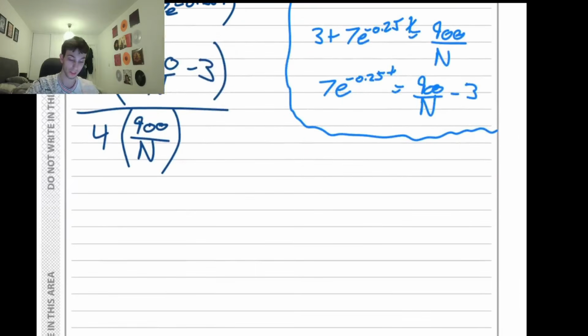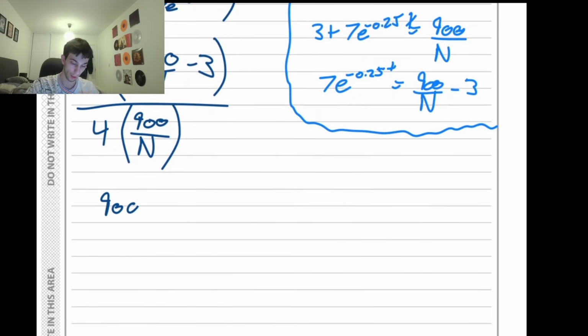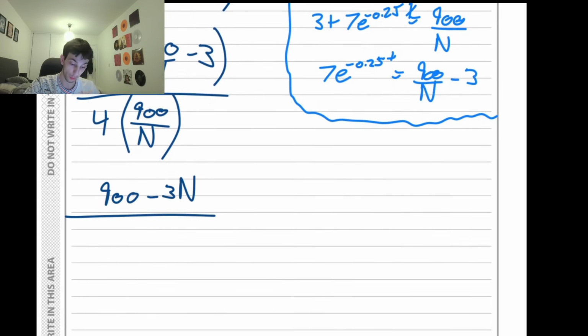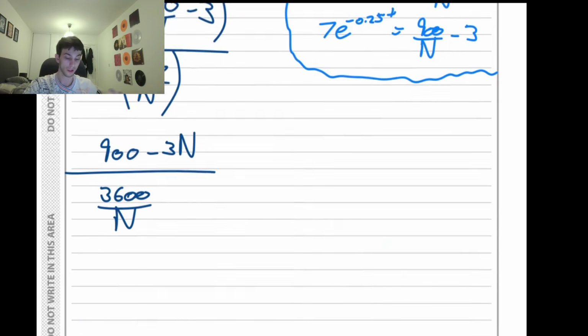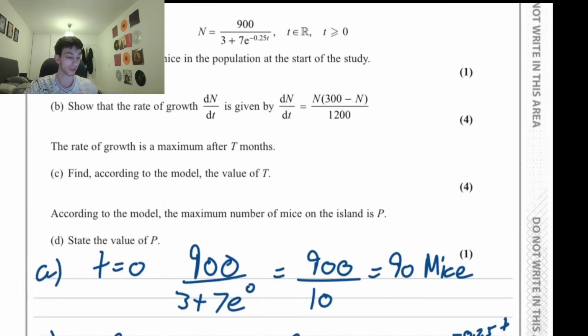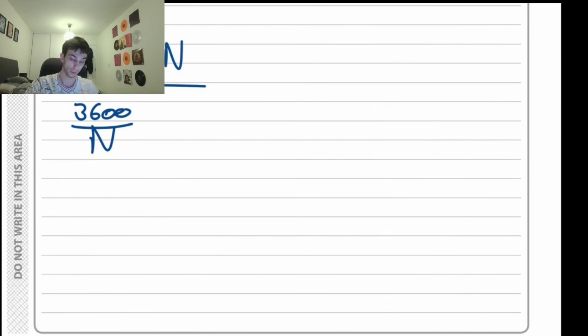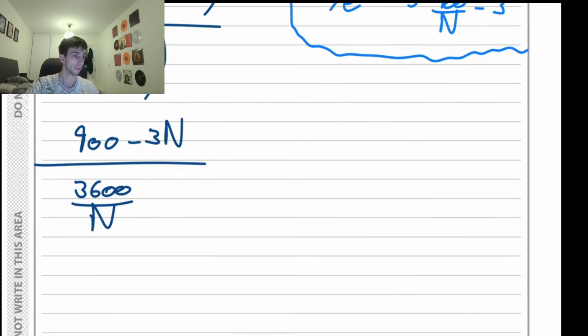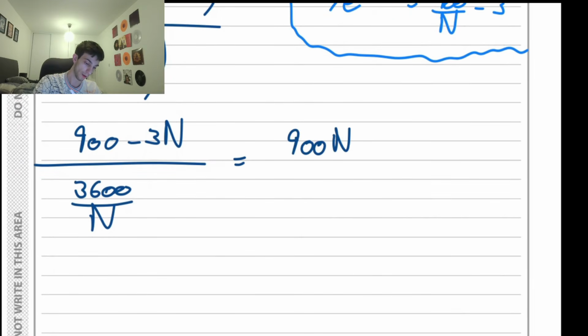So first things first, let's expand these brackets. On the numerator, we have 900 minus 3n, and that's going to be over, we can do 4 times 900, that's going to be 3600 over n, okay? First, we don't have any n in the denominator on what we're trying to get to, so let's multiply the bottom and the top by n. Multiplying the bottom and the top by n, we have 900n minus 3n squared all over 3600.